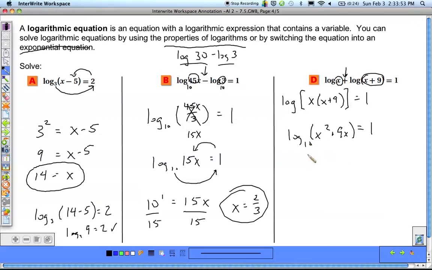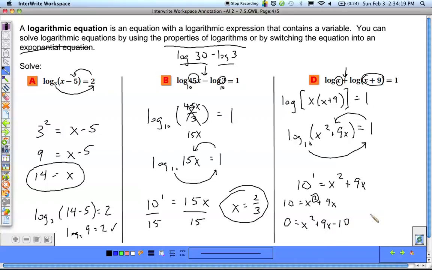So now it's just change it to exponential. We have base 10. So 10 raised to the first equals what we're taking the log of, x squared plus 9x. 10 to the first is just 10. So it's 10 equals x squared plus 9x. We have a quadratic now because we see that squared. Remember, when we have a quadratic, we want to get everything over to the same side. So subtract 10 from both sides and we get 0 equals x squared plus 9x minus 10.